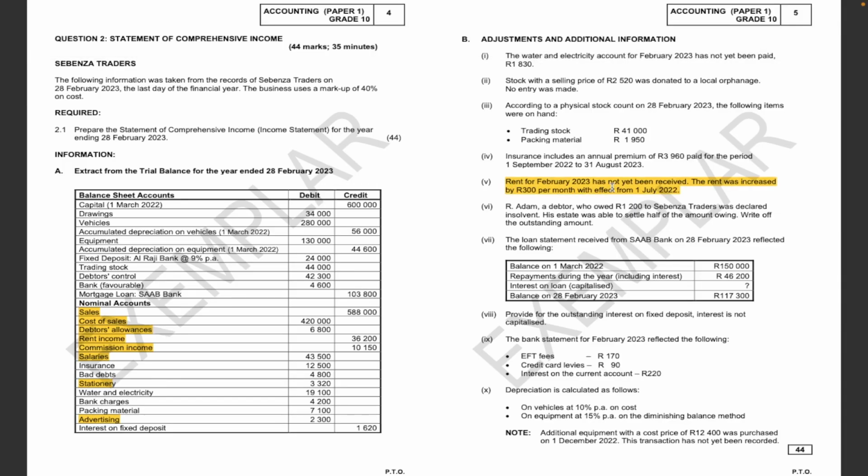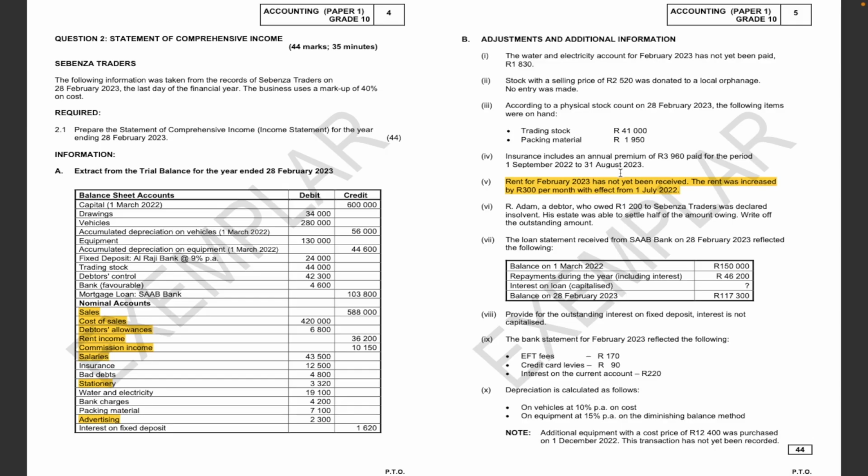Okay, so let's see, is there anything on insurance? I can see here number 4. Insurance includes an annual premium of 3,960 Rand paid for the period 1 September 2022 to 31st of August 2023. Now, usually when it comes to insurance, everyone brings this scenario in a very similar fashion.